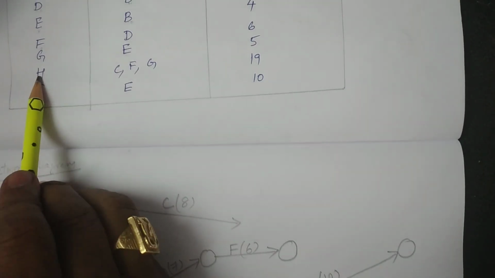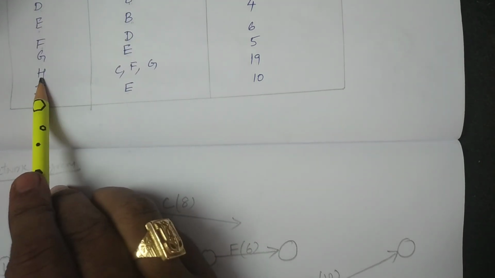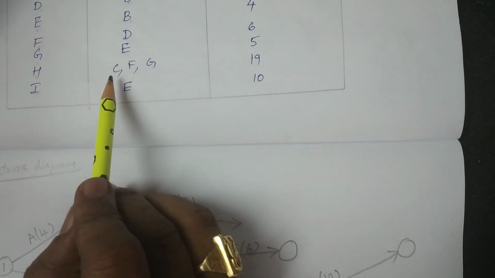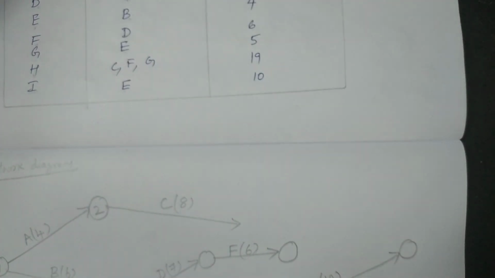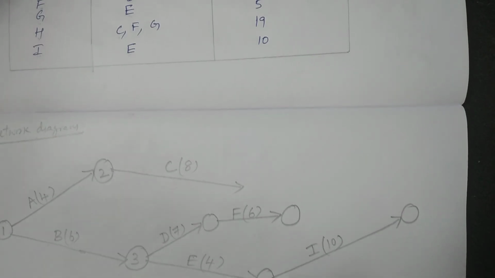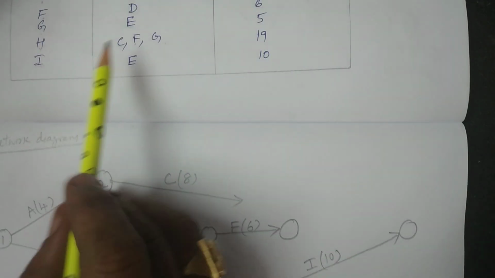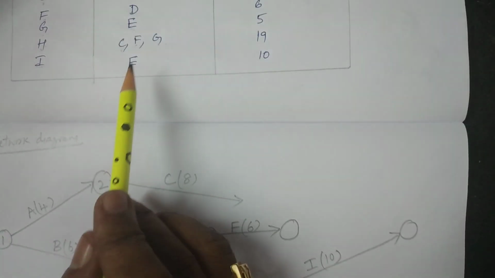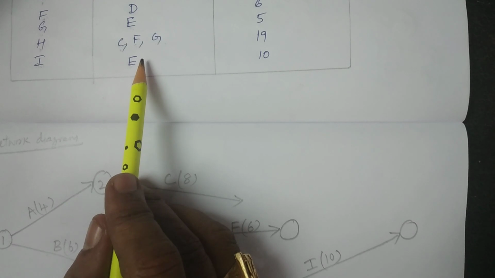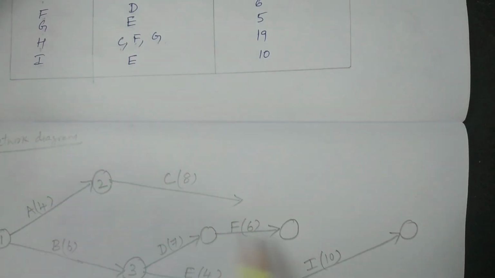H is an activity which is to be started after C, F and G. So we have a clear relation. This is what you see here: C, F and G, the three activities which are to be finished, and then H is going to be started. So therefore we have one option here.